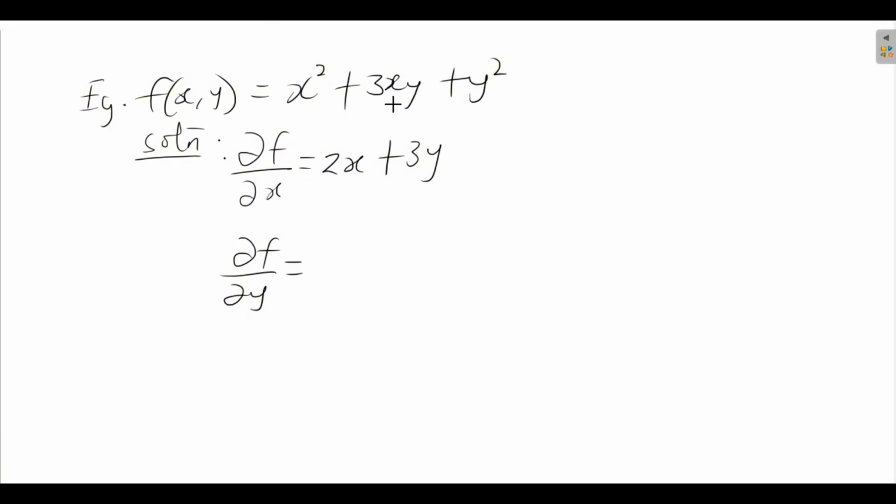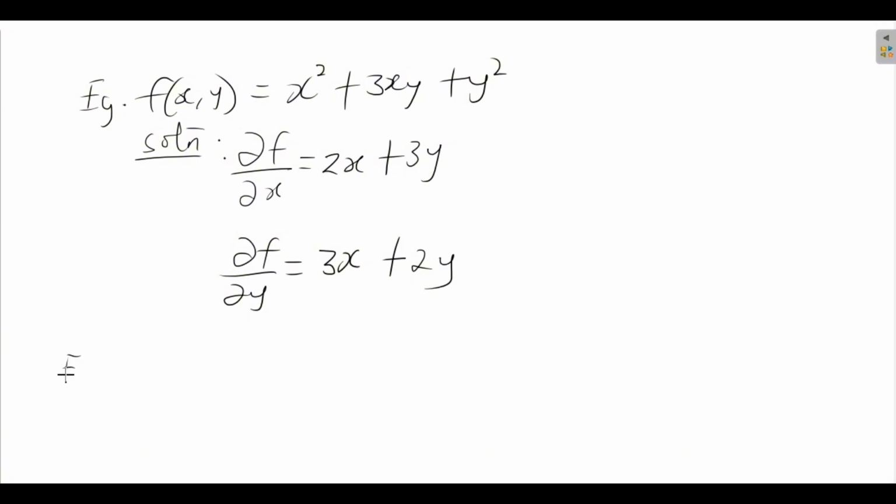Now when we differentiate 3xy with respect to y, we are going to get 3x. Plus, when we differentiate y squared with respect to y, we are going to get 2y. So the partial derivative of f with respect to y is 3x plus 2y. As simple as it is.